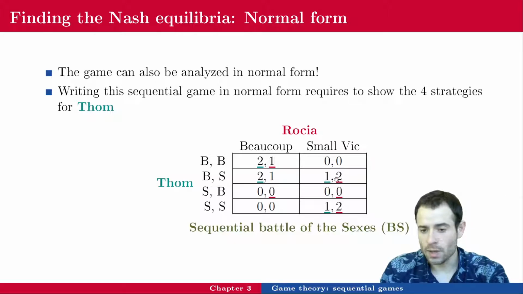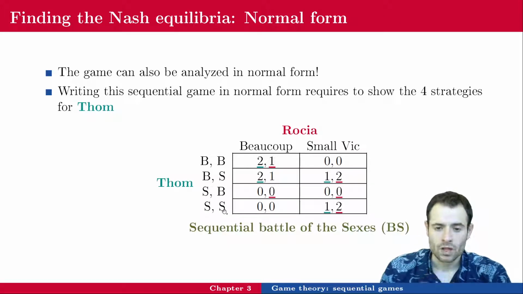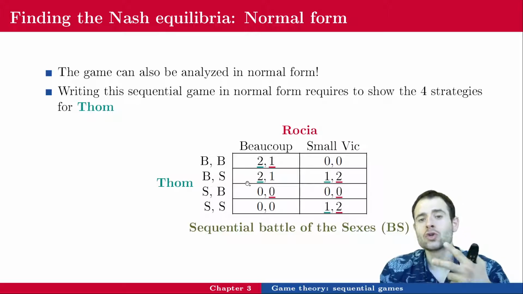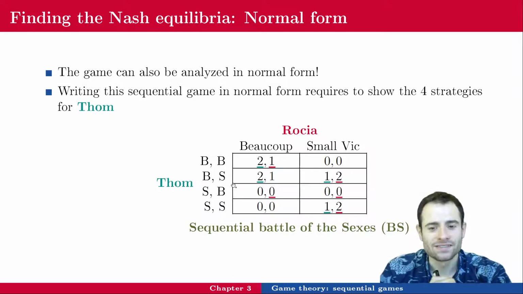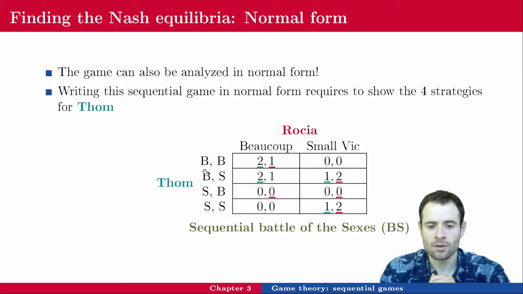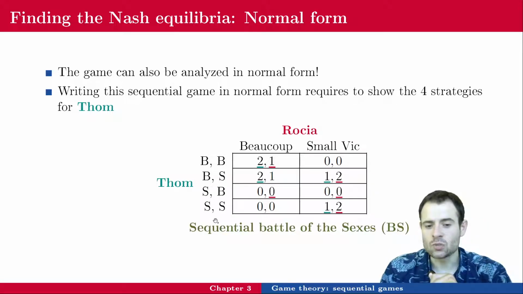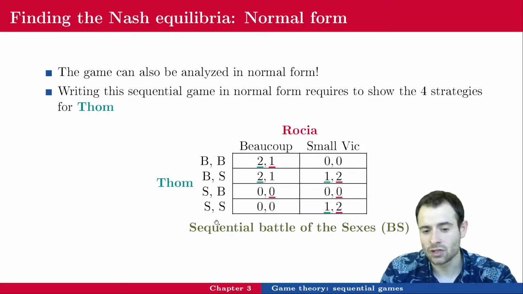And you can see that some payoffs are repeating themselves. Due to the fact that we have now 4 strategies, there are 2 different strategies where they meet at the same place. Like these 2 strategies of Tom are strategies where they are going to meet at beaucoup, and so they're going to have the same payoffs. The second strategy and the last strategy of Tom are strategies where they both meet at small victory, and so they both get the small victory payoffs.